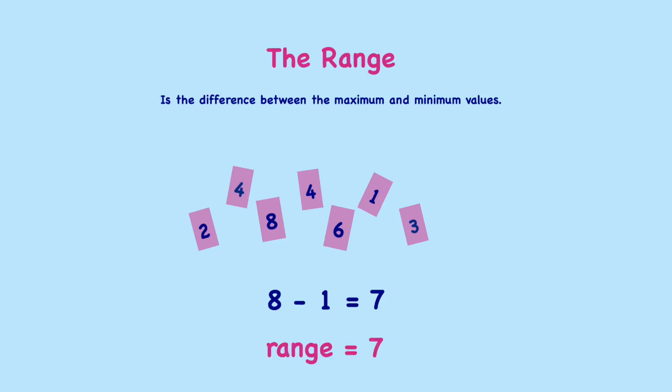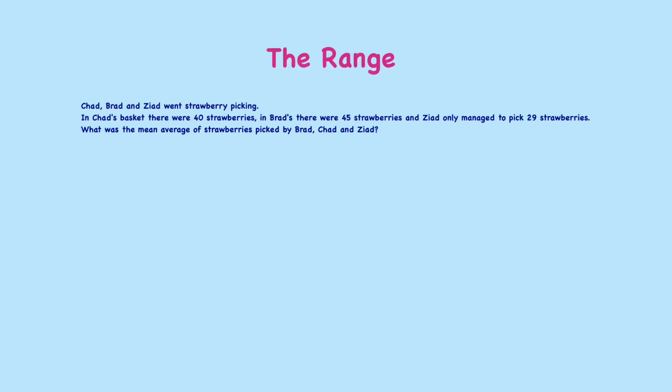So let's look at the range for our example we looked at on strawberry picking. So Brad had picked 45 strawberries. His is the biggest number of strawberries. And Ziad only picked 29 strawberries. So he's the lowest number. So again, to find the difference, we subtract them. So we subtract the biggest and the smallest. And that will give us 11. So the range is 11.